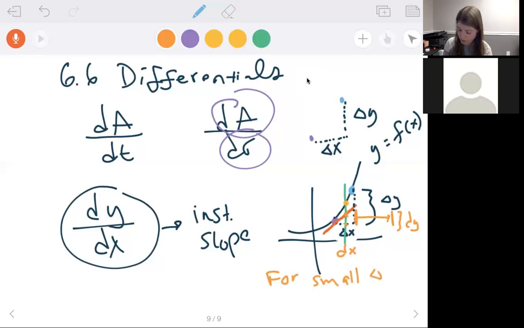So for small delta x slash dx, and I suppose I should be careful. My slash here is just trying to say "or," because notice in the picture, the dx and delta x are the same. Right? It's really the dy and the delta y that are different. Our change in y is close to the differential in y.